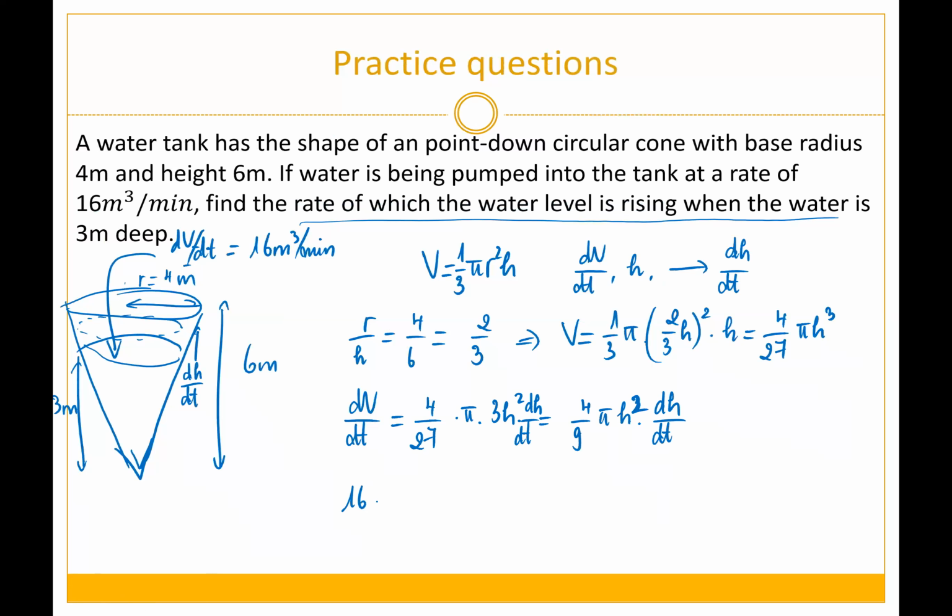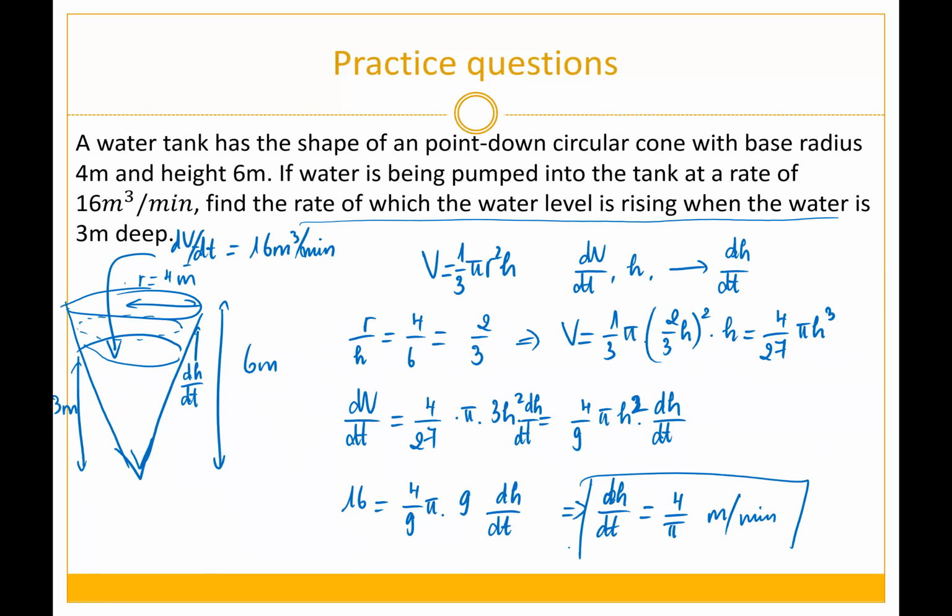So we have 16 equal to 4/9 pi, h is 3 so h squared is 9, times dh over dt. Therefore, dh over dt is going to be 4/pi. That is my final answer, in meters per minute.